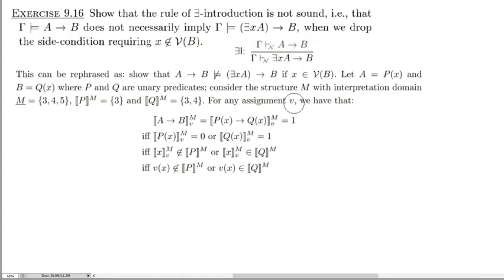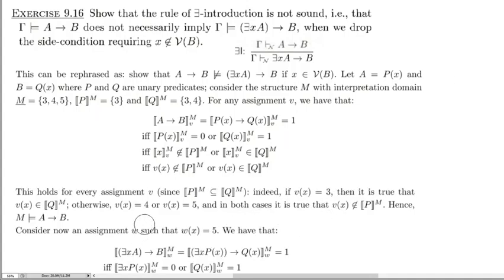If we evaluate x to be 4, then this first part is true because V of x is not an element in P, so that's good. And for the last one, if we evaluate x to be 5, then this first part also becomes satisfied because 5 is also not an element in P under M. So then we have shown that for every single assignment V, we have that A implies B is satisfied by M.